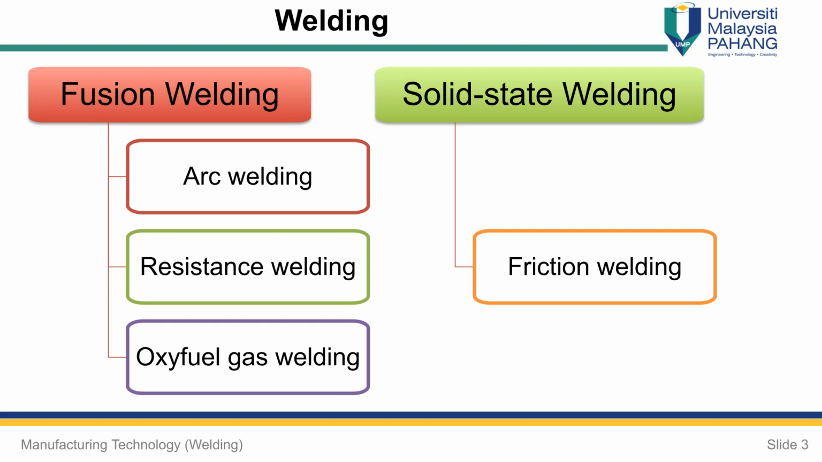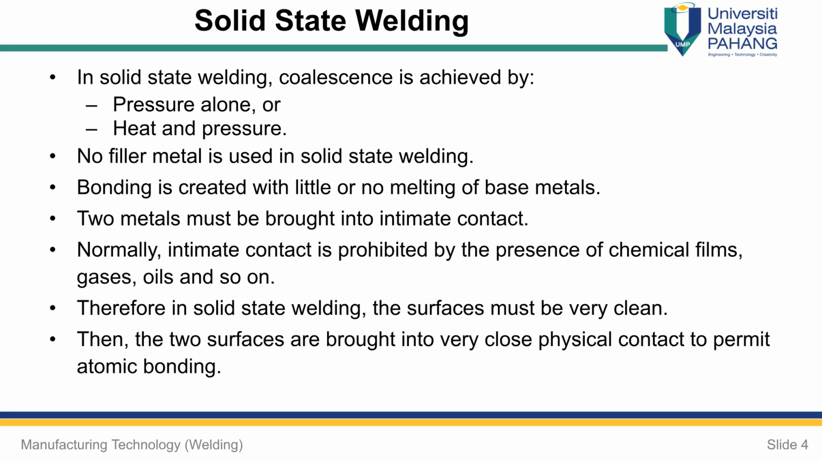Welding can be broadly categorized into fusion welding, which includes arc, resistance, and oxy-fuel gas welding, and solid-state welding, which includes friction welding. Solid-state welding achieves coalescence through pressure alone or heat and pressure without filler metal or melting of base metals. Surfaces must be very clean and brought into close physical contact for atomic bonding.